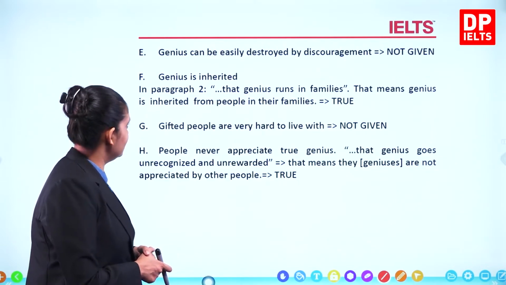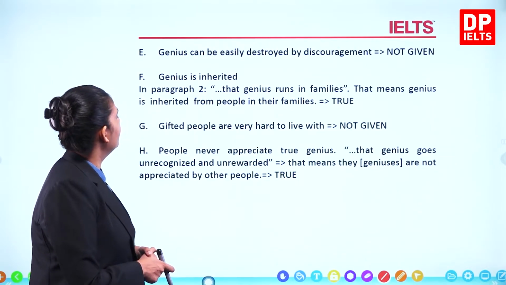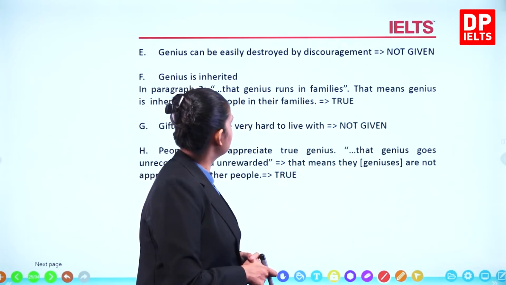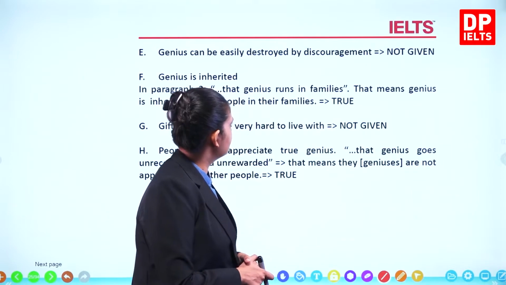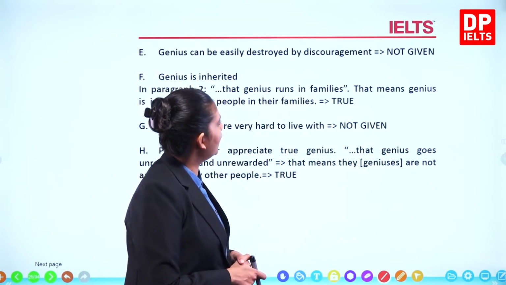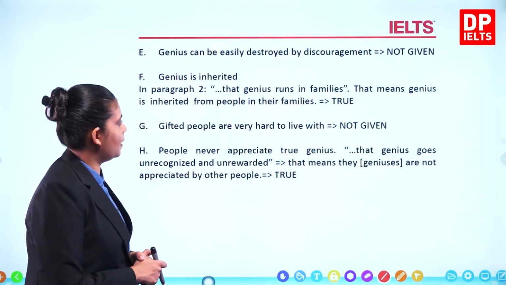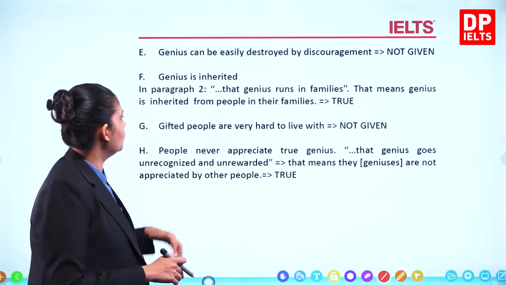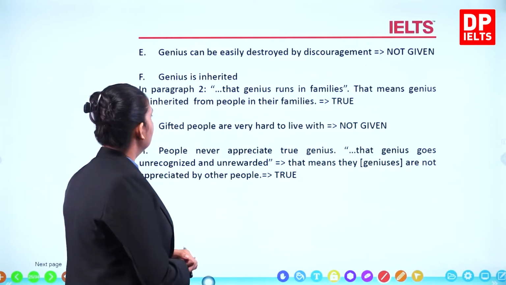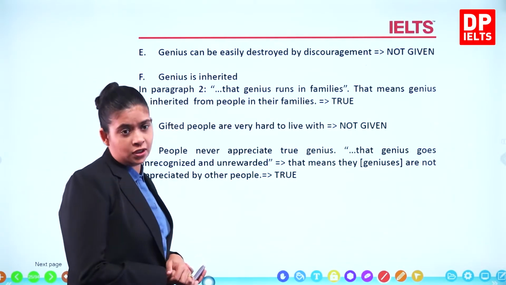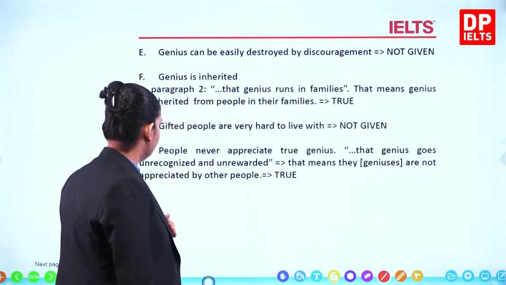Genius is inherited, okay. In para 2 it states that genius runs in families. That means genius is inherited from people and their families, right. So this one here is true. Gifted people are very hard to live with. Well, it's not given again, so we don't know.